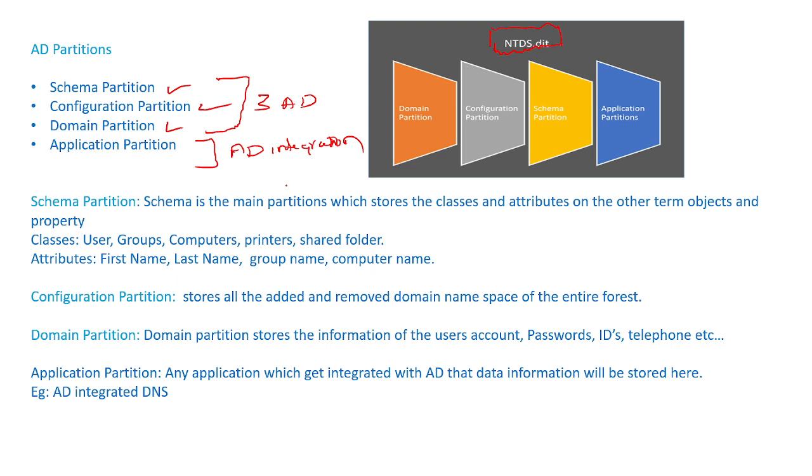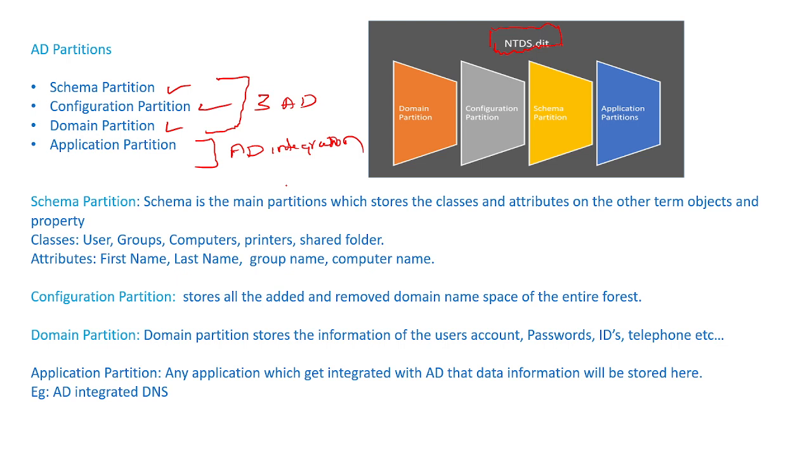If somebody asks you how many partitions there will be with Active Directory, you can tell them that by default there are three partitions: schema partition, configuration partition, and domain partition. And the last one is the application partition. The fourth one is the application partition. That partition will be created only when you integrate any application along with the Active Directory. If you don't integrate any application, you will only have three, otherwise four partitions. Okay, that is the takeaway of this discussion.